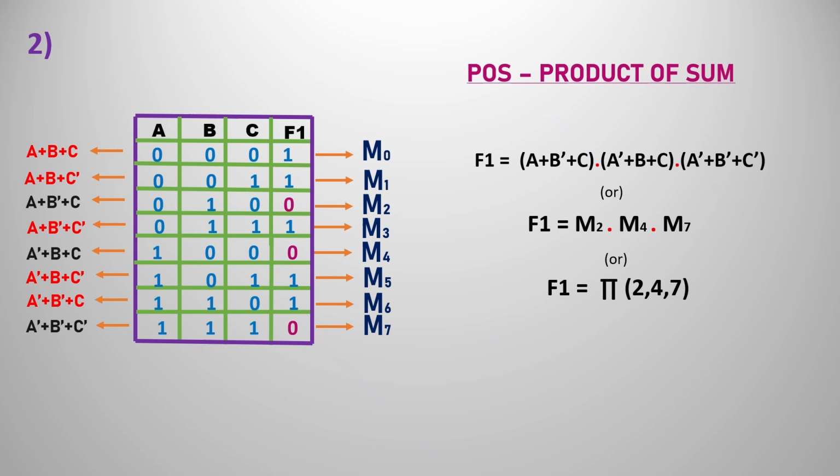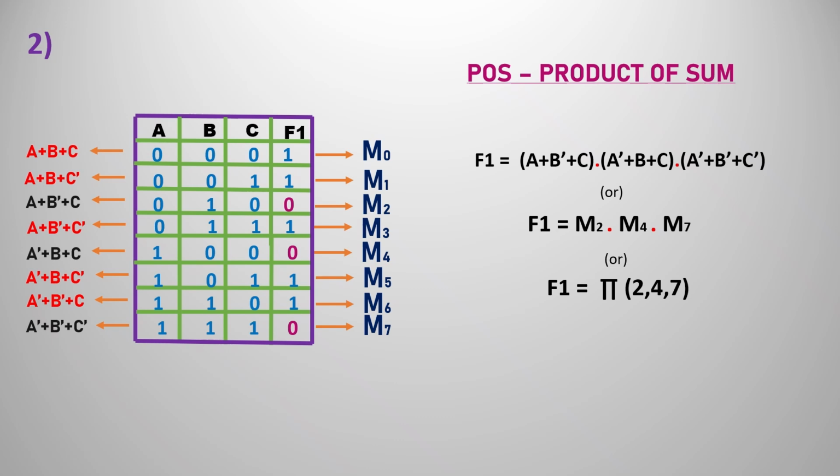So this is the second example in the POS, product of sums. You can see that I have chosen three terms, that is the second term, fourth term, and seventh term. The corresponding sum terms I have highlighted in black: A plus B bar plus C, A bar plus B plus C, and A bar plus B bar plus C bar, chosen according to M2, 4, 7. After that I represent it in the form of POS, so that this whole table can be represented in a simple format, that is F1 is equal to pi of 2, 4, 7.